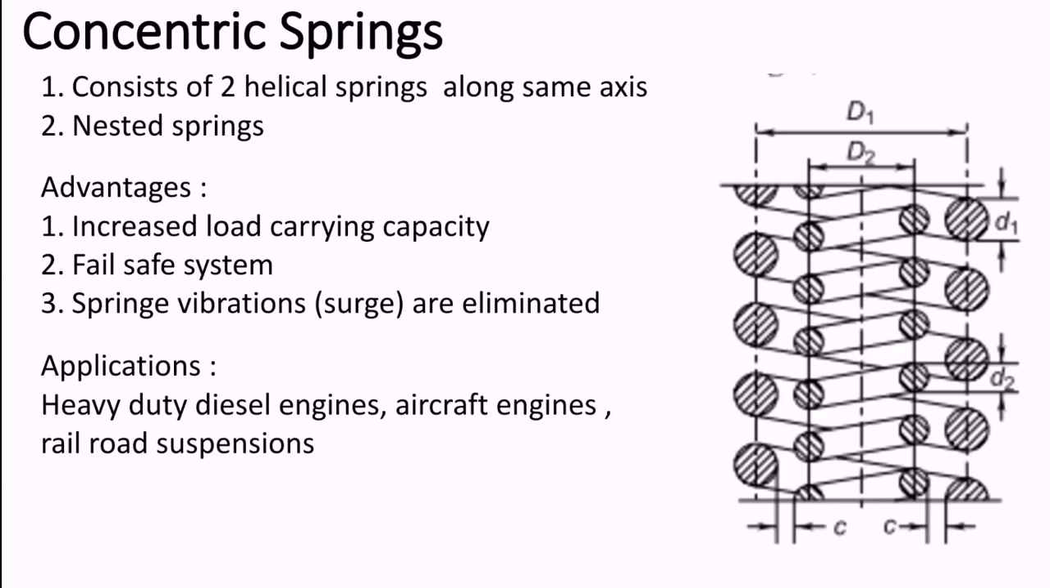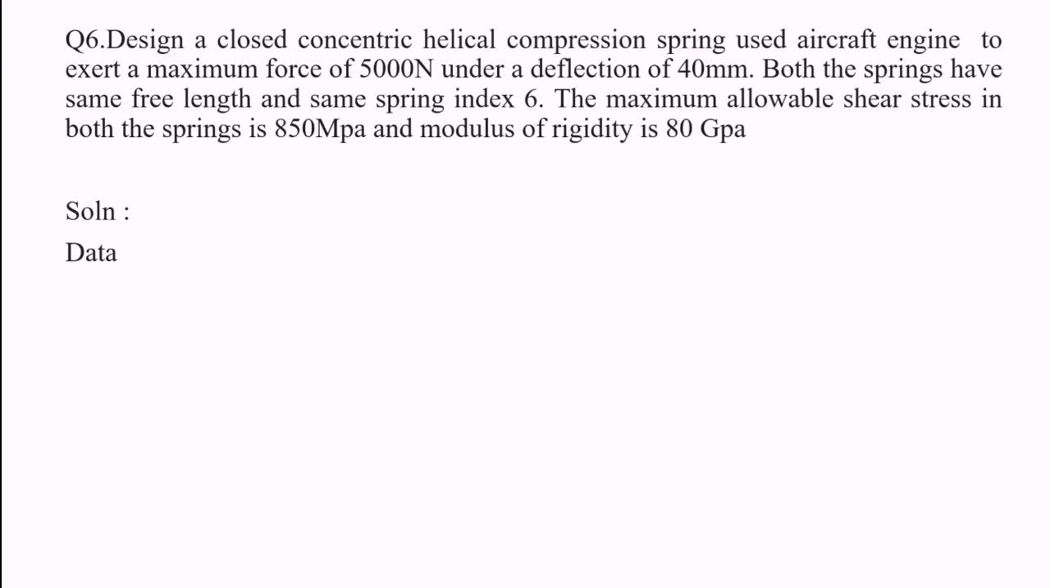The relation for concentric spring is d1 by d2 is equal to c divided by c minus 2, where d1 and d2 are the wire diameters of spring 1 and spring 2 respectively. This relation is also given on PSG page number 7.101. Let us now solve problems on concentric springs.